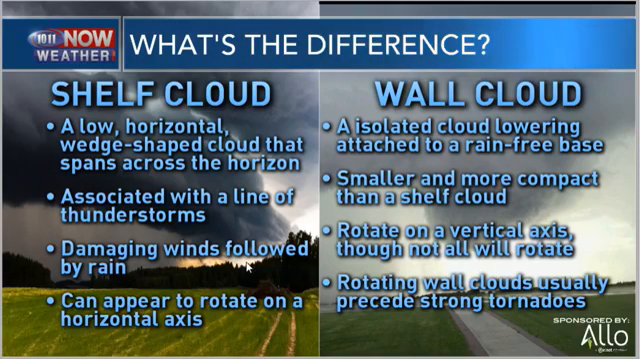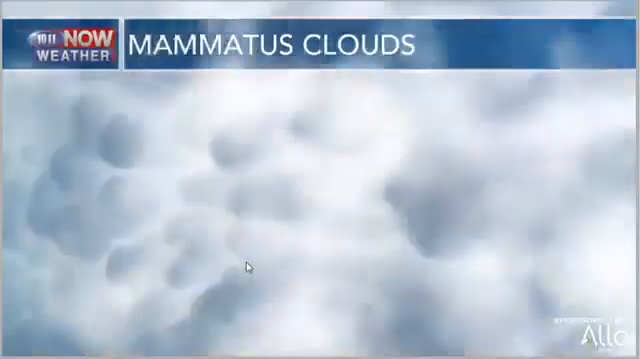Of course, we talked about the wall cloud. It's an isolated cloud lowering attached to a rain-free base. It's smaller and a little more compact than a shelf cloud. Remember, the shelf cloud is long. The wall cloud is usually a smaller area, and it will rotate, of course, and sometimes rotating wall clouds precede the possibility of tornadoes.